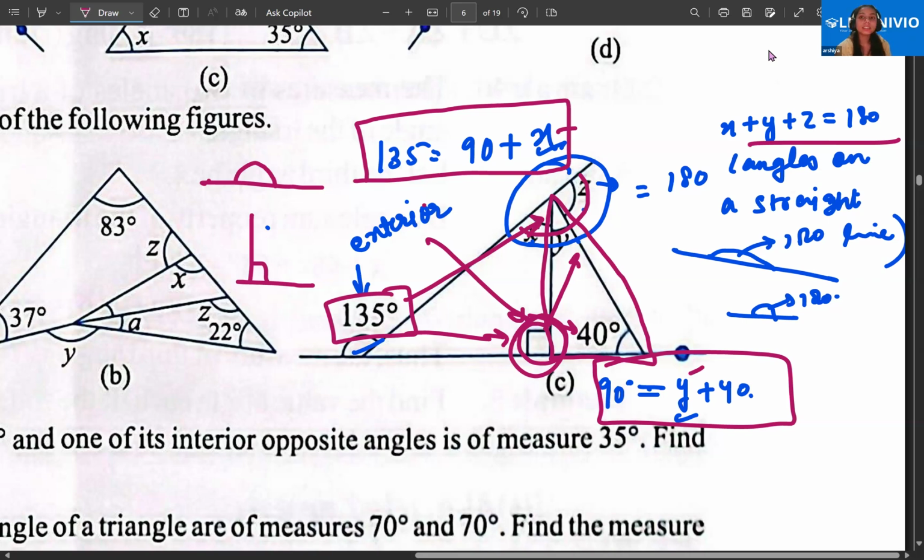Write it down. Zainab, did you write this? The equations, so that you can solve it after the class, okay?